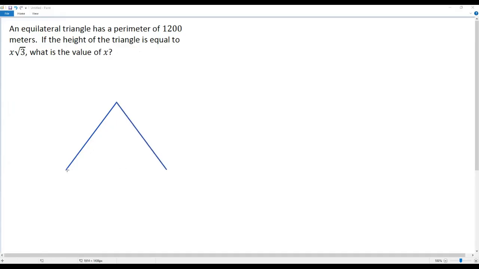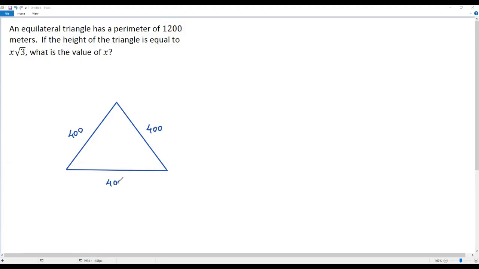Okay, let me finish graphing. Here we have an equilateral triangle. Since this is an equilateral triangle, all three sides will have equal length. And here we have the perimeter of the equilateral triangle. Now to get the length of each side, we have to divide the perimeter by 3. When I divide this perimeter 1200 by 3, I am getting 400. That is, 400 meters is the length of each side of this equilateral triangle.